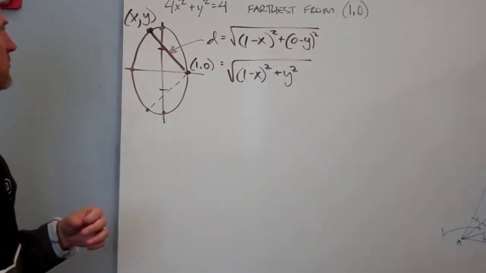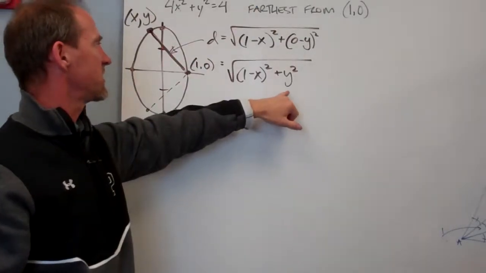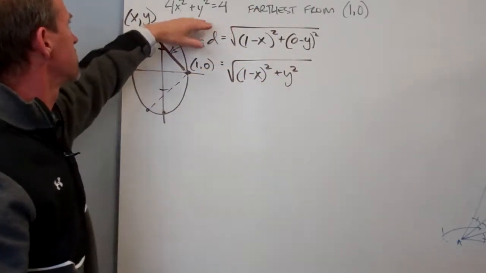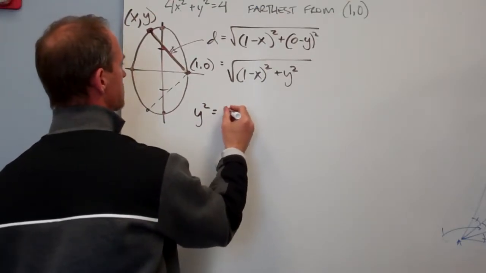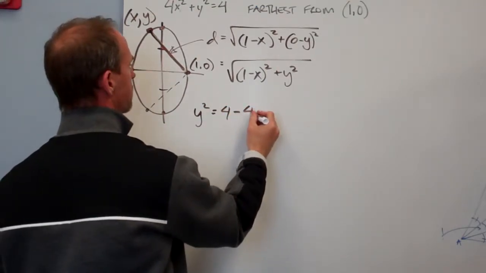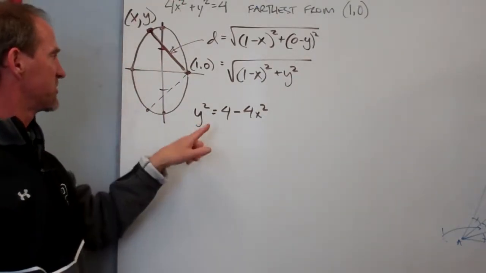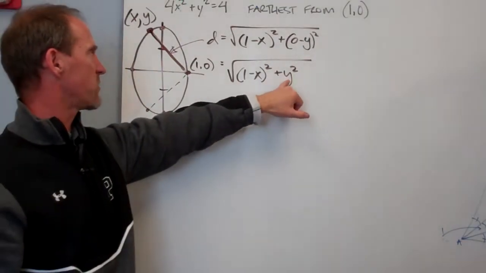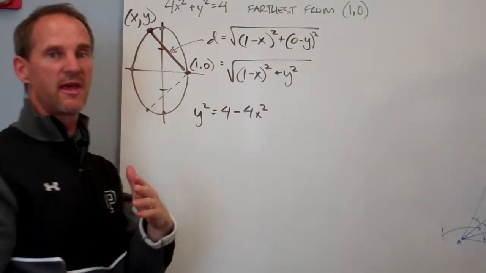What I need to do is take this original formula and substitute it in to get rid of y. So how do I solve this for y? I get y squared equals 4 minus 4x squared. Now, a really clever mathematician would say, oh look, this is y squared and that's y squared, I can just substitute this in place of that. But I doubt that any of you would think of it.